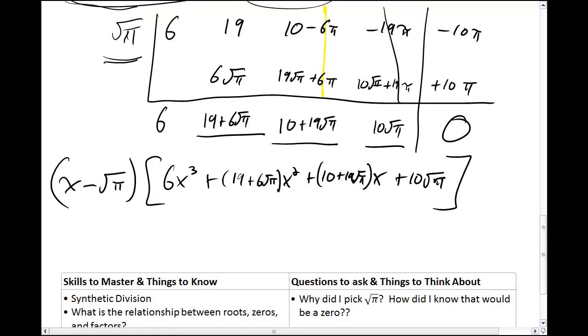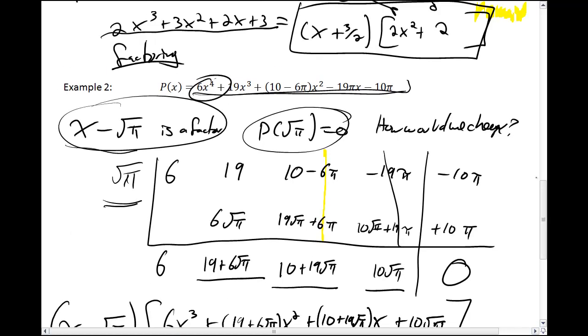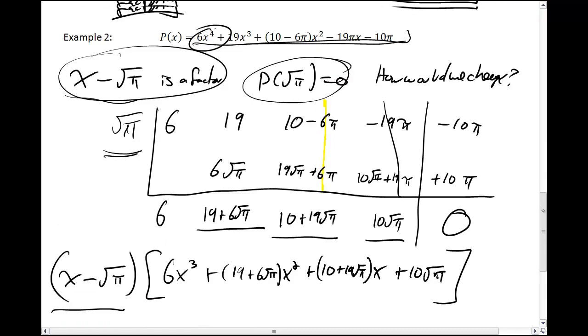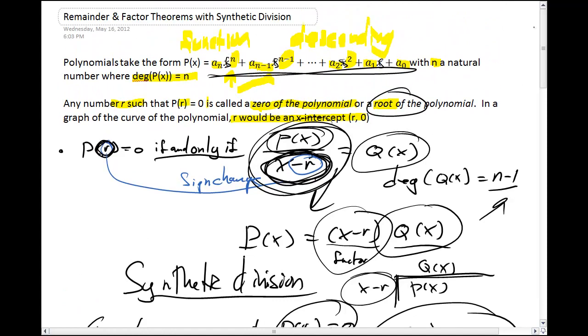I multiply these together, distribute the terms throughout, and I get myself back up to my second example here of a polynomial. So what have we done? Well, we used the remainder theorem to say that polynomials take on the form p of x equals a_n x to the n, so we have all these coefficients and all these descending powers of x, and n is a natural number, and this is the degree of my polynomial. And what the remainder and factor theorems say is that if I have an r, and it's the type of r that if I plug it into my polynomial, I get 0, we call that r a 0 of the polynomial. Sometimes we call that r a root of the polynomial. If we were to graph our polynomial, r would be an x-intercept.